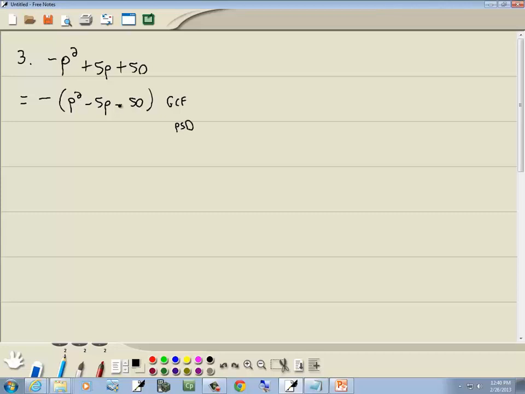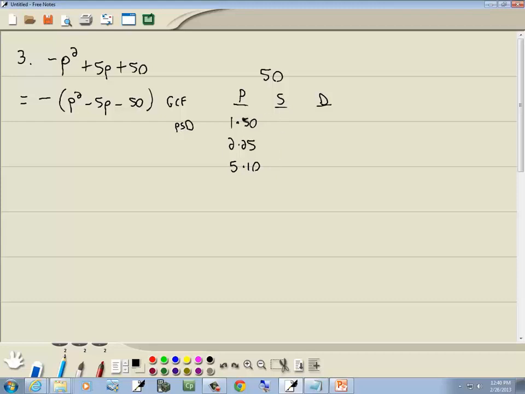Now looking at what's inside here, we have a p squared, p, no p, and there's no number in front of our p squared. That's PST. So we'll take our number at the end, which is 50. We ignore signs, we handle signs later on, and we come up with our 3 columns. We'll write down all products that give us 50. We got 1 times 50, 2 times 25, 3 no, 4 no, 5 times 10.